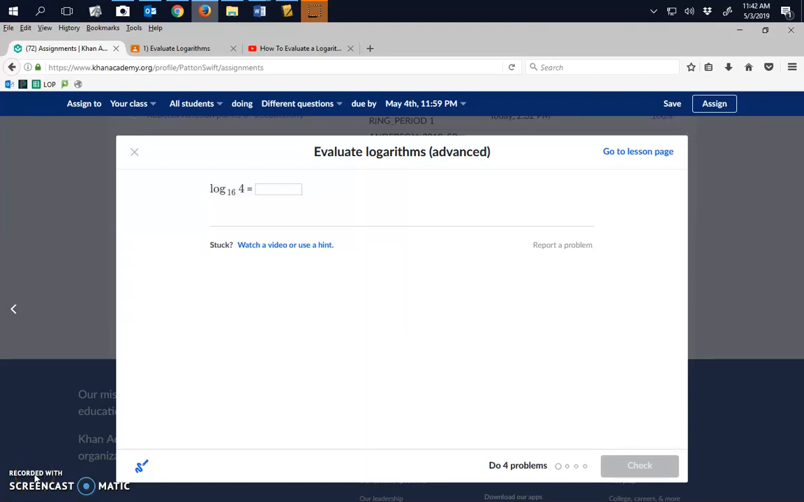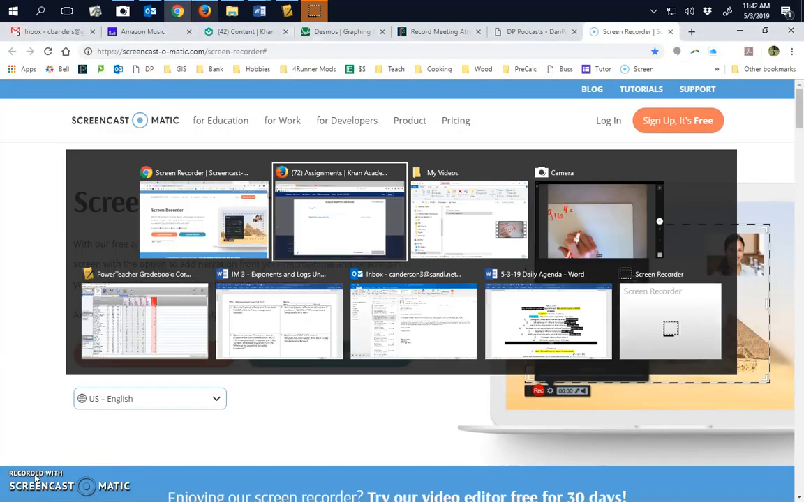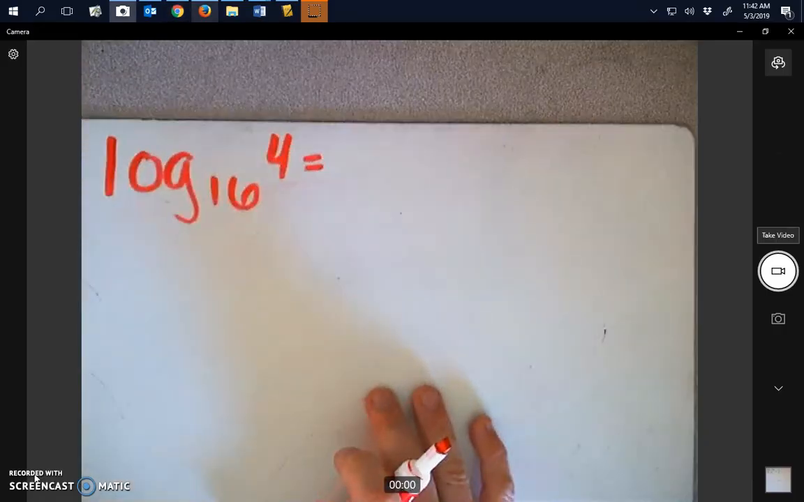All right, evaluate logarithms advanced. Second unit, or second assignment in our logarithms and exponents unit. So I have log with base 16 of 4. And here is our problem.